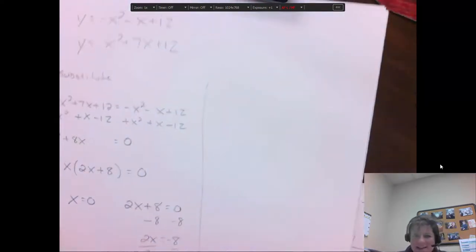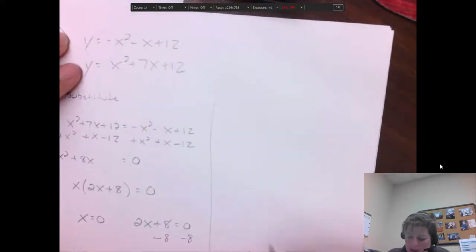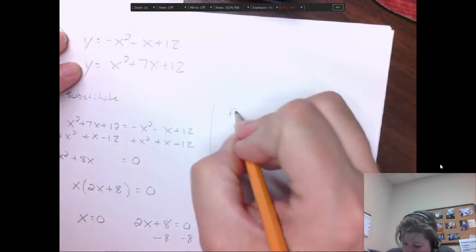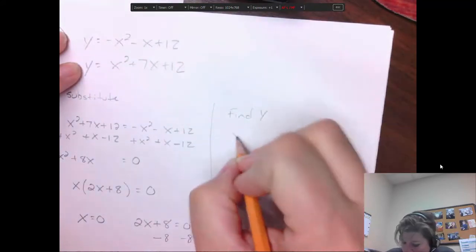Okay, now I have to find those matching y's. Not as easy on this one because both of our originals were quadratics, but that's okay. So we're going to find y. And let's do x equals 0 first.